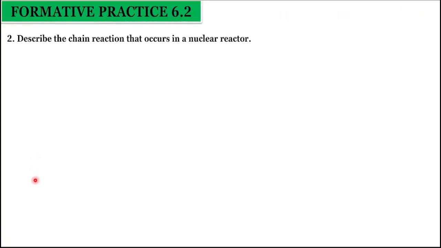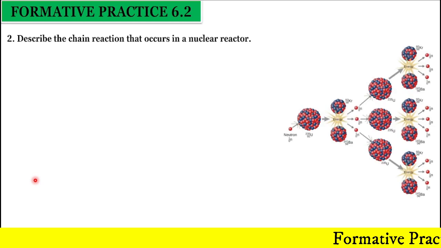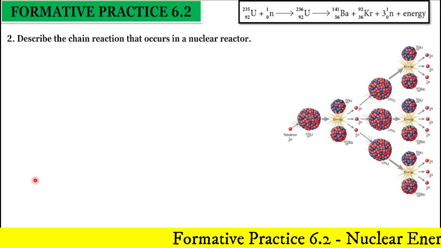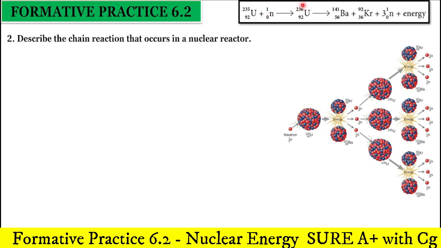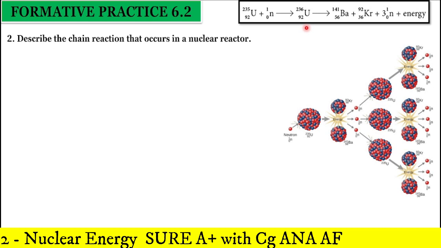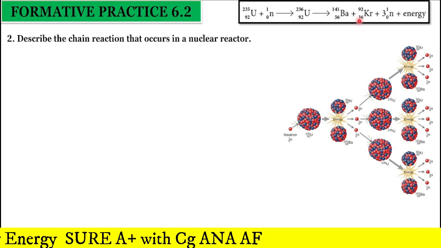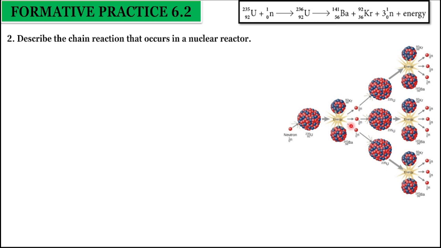Okay, question number 2. Describe the chain reaction that occurs in a nuclear reactor. So, in a nuclear reactor, a fission reaction takes place. This is the equation of nuclear fission. Uranium-235 is bombarded with neutron, so it will produce an unstable uranium-236. This unstable uranium-236 will split into lighter nuclei plus 3 new neutrons. These 3 new neutrons, 1, 2, 3, will bombard our uranium nucleus. The fission reaction will continue.